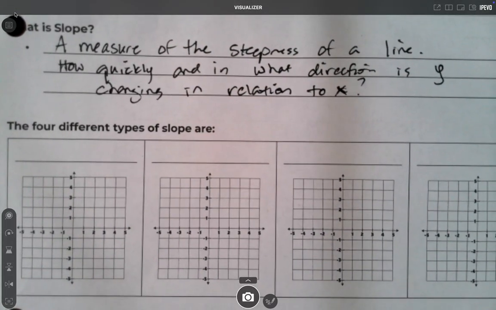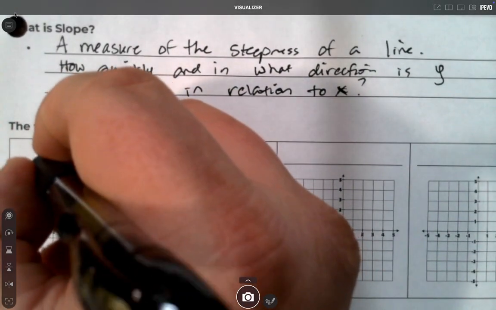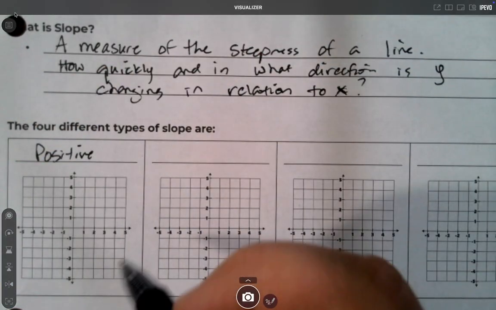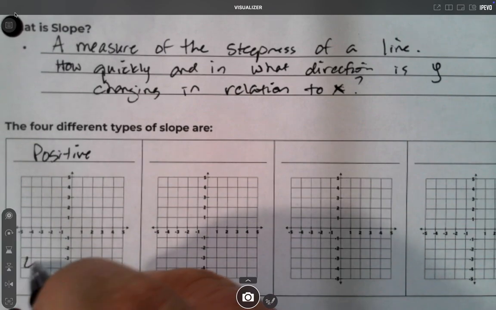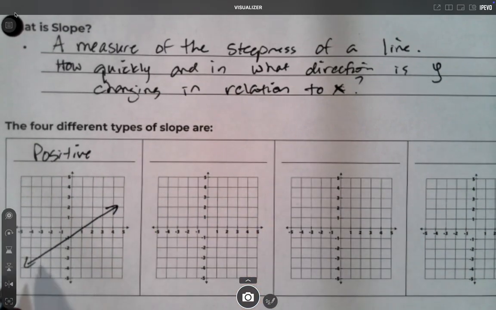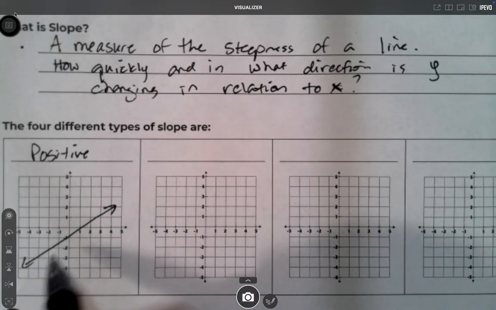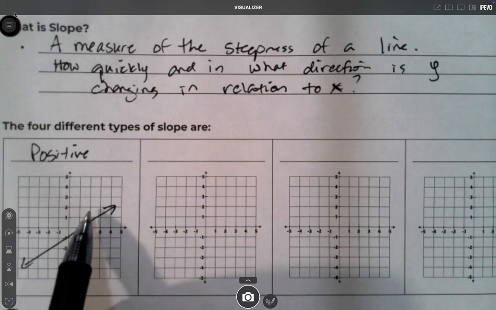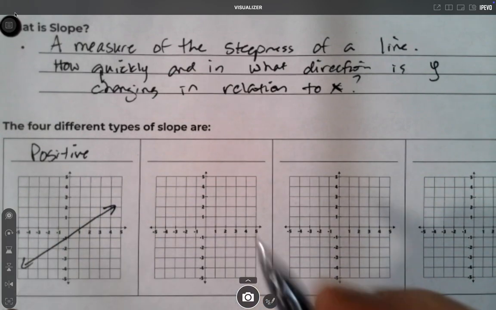So there are 4 different types of slope. The first is positive. A positive slope is one that moves uphill as you look from left to right. So if you think about if you were a person right here and you were told to travel to the right, you'd have to go uphill. So that's a positive slope.